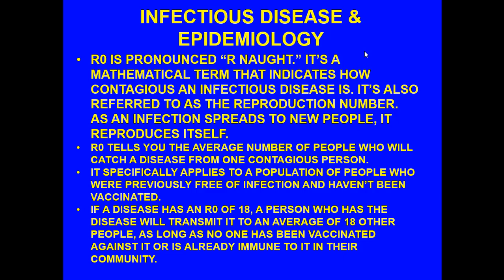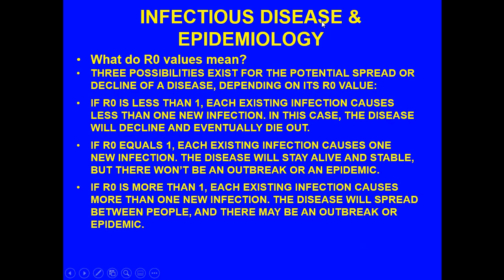Now, this is the other problem. If you have no one there that has any immunity against it in the community, that means that everybody in the community is susceptible. Now, there are 3 possibilities that exist for the potential spread or decline of a disease, depending on its R naught value.